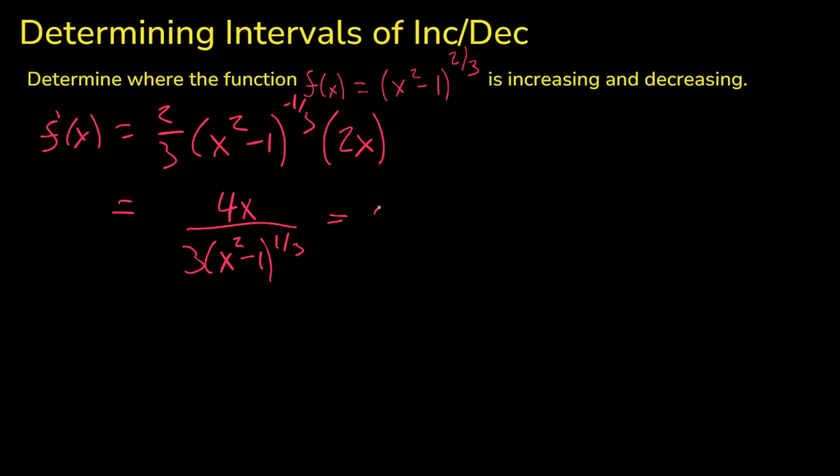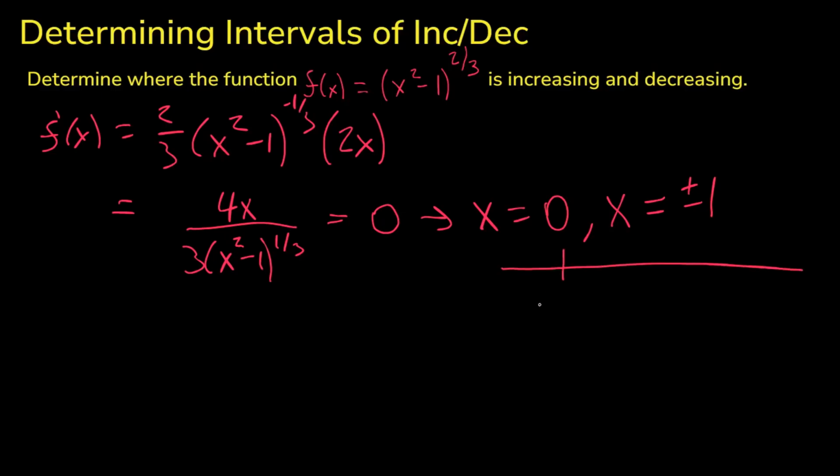Also, f prime is equal to 0 if the numerator of the function is equal to 0. So 4x is going to equal 0 when x is 0. So there are 3 critical values here, x equals 0 and x equals plus or minus 1. And the increasing decreasing function test states that f is increasing on intervals where the derivative is positive, decreasing on intervals where the derivative is negative. So these 3 values are going to split our intervals to test on. So -1, 0, and 1.